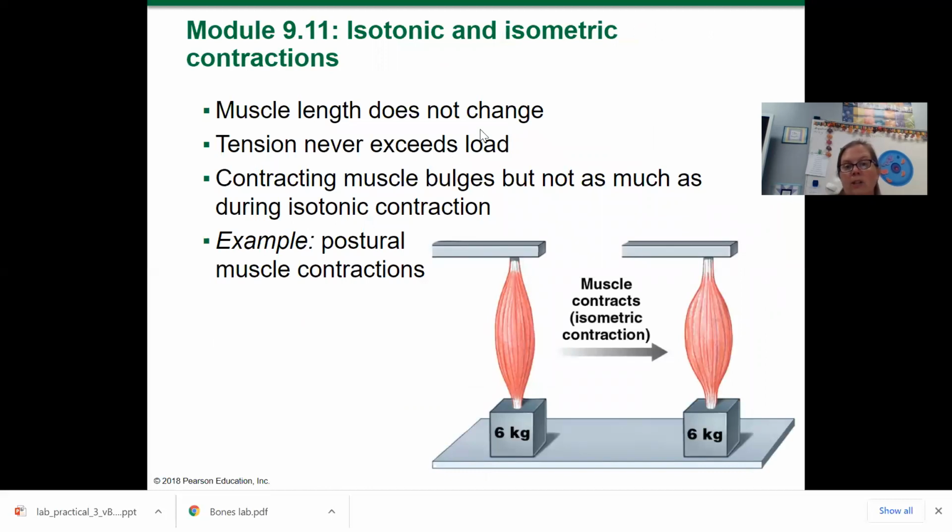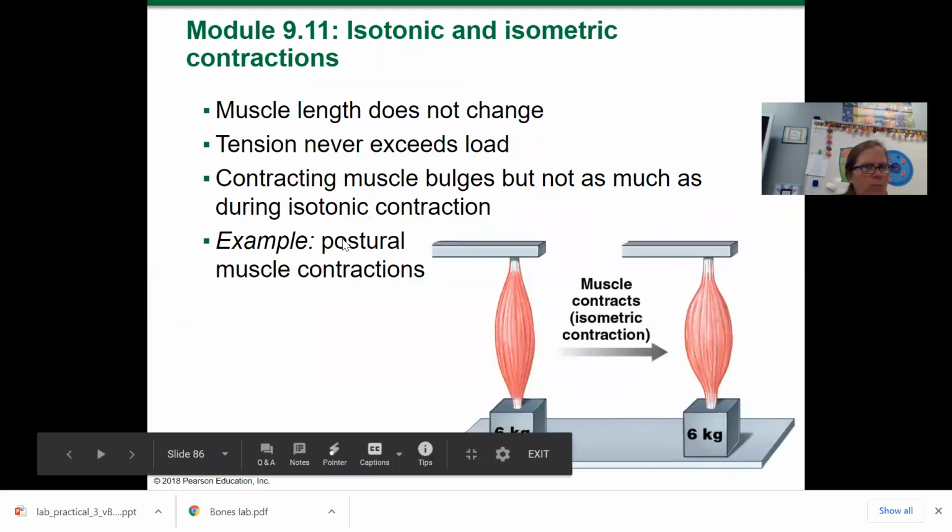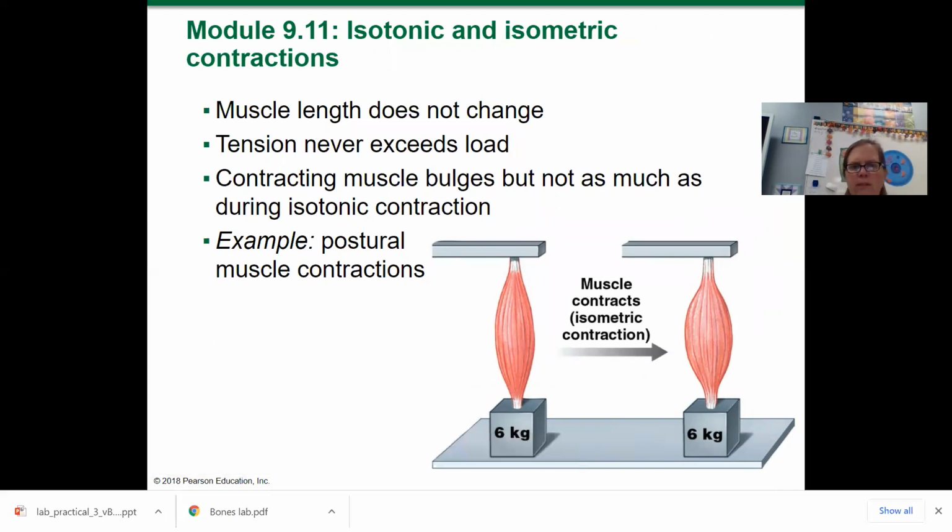The muscle length does not change in isometric. I feel like I'm missing a slide here. Yeah, so this should be the isometric contraction. Metric referring to measures, but the muscle length does not change in an isometric contraction. And the tension never exceeds the load.